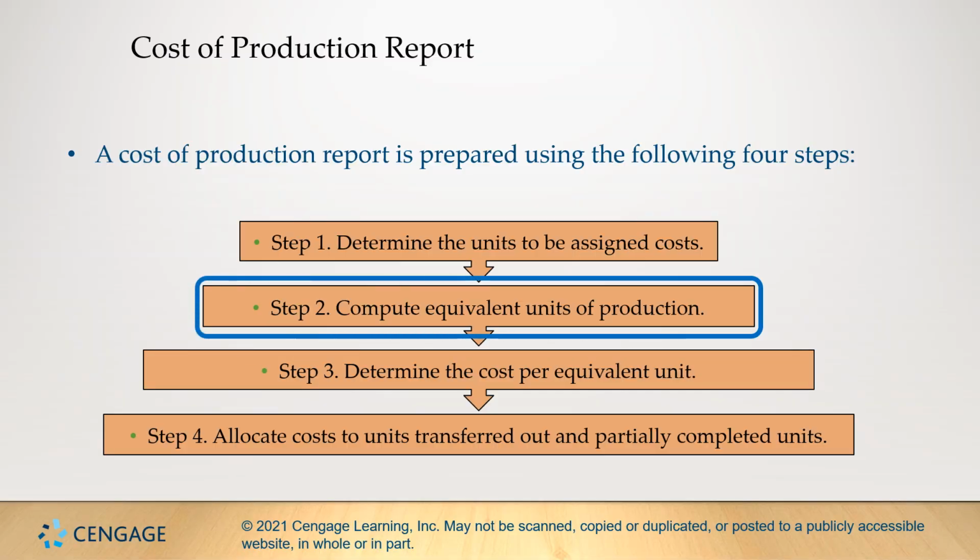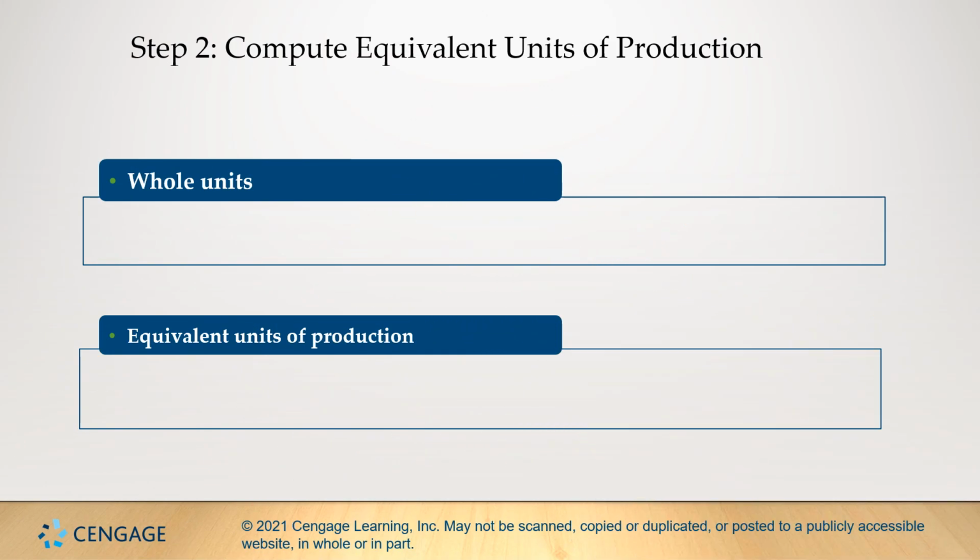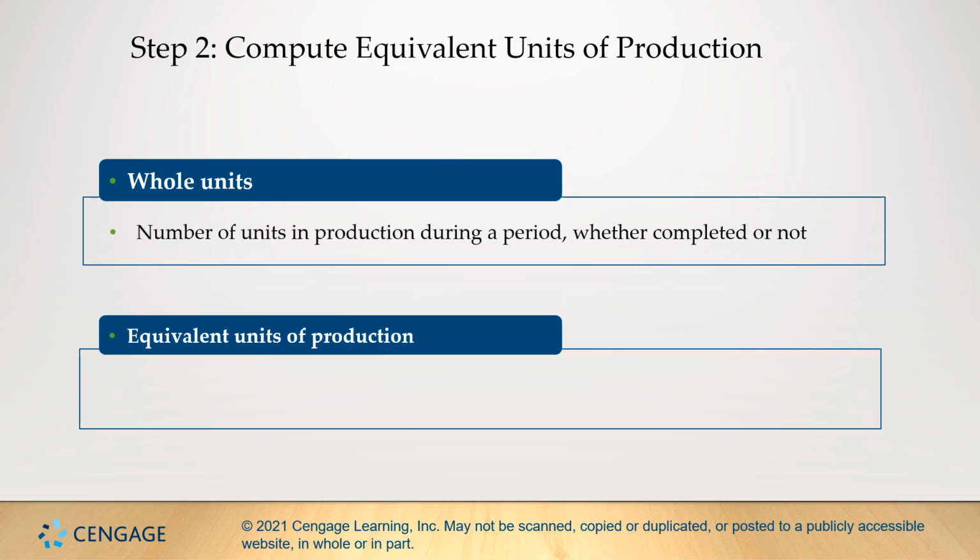Next, we compute the equivalent units of production. Equivalent units is an easy concept to comprehend. When you see inventory referred to as whole units, that just means the number of units in production, regardless of whether they are completed or not. In the beginning inventory of Frozen Delight's mixing department, the 5,000 gallons of ice cream are considered to be 5,000 gallons, even though they are not complete.